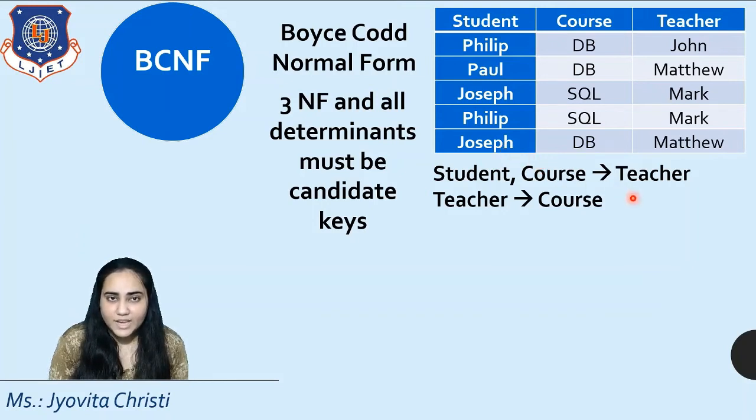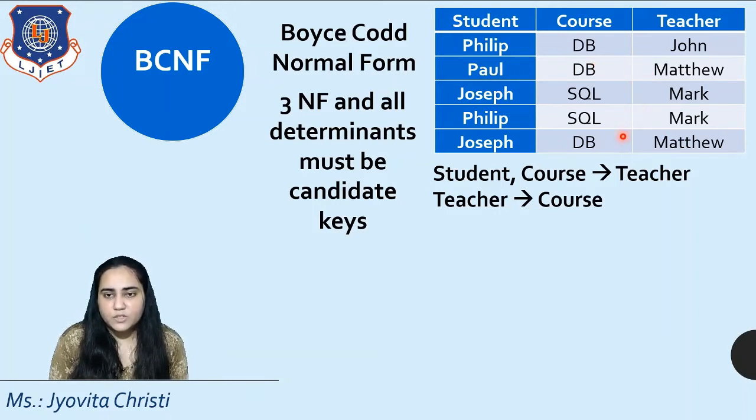Now, the second dependency here is that teacher determines course. So if I ask you which subject is being taught by John, then it's only DB. If I ask you which subject is being taught by Matthew, it's once again only DB, because although Matthew appears twice in this table, both the times he is teaching database, which is DB.